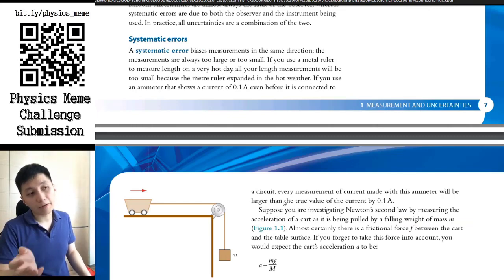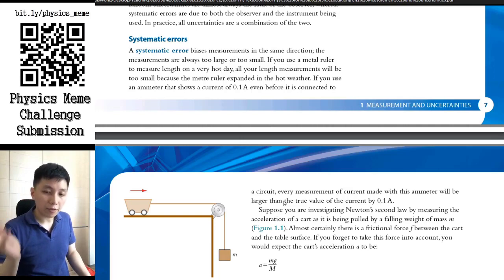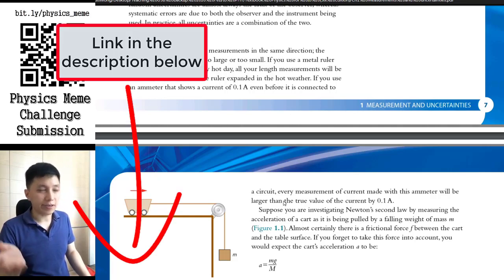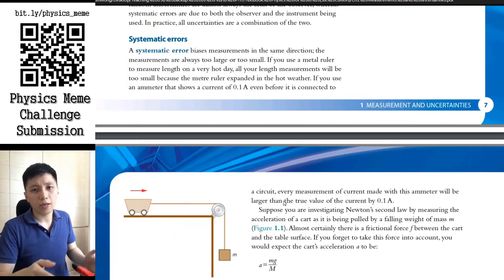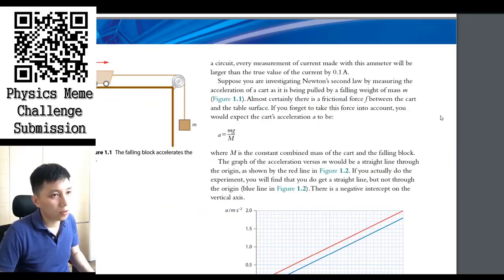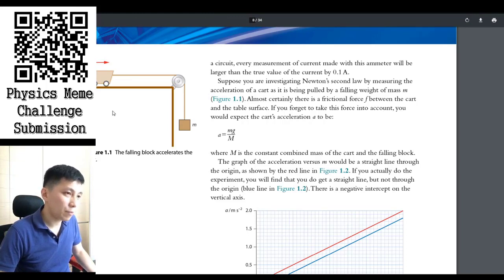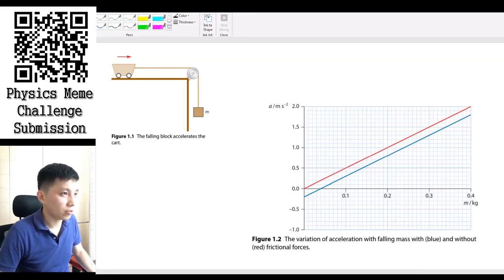For systematic error, like I said, one of the very common examples would be zero error. I have a video about zero error in IGCSE, but I'm pretty sure that you know. In case you don't know, you can see the link in my description below. Other than zero error, systematic error could also be due to some other external factors. In the textbook, they provide a really good example, but I don't think they have presented it perfectly, so let me try to rephrase it to you.